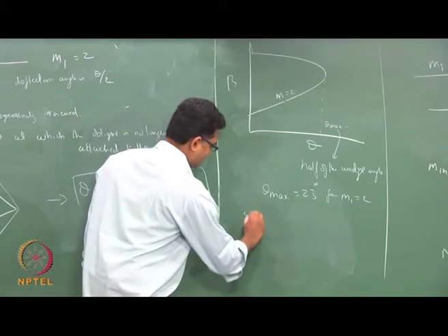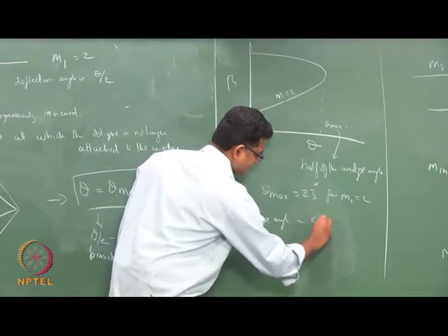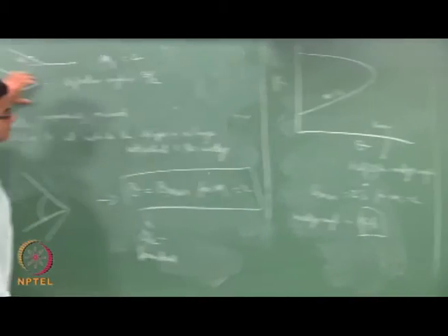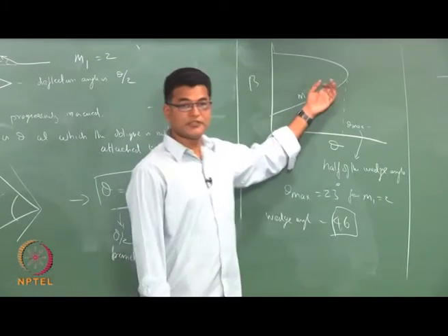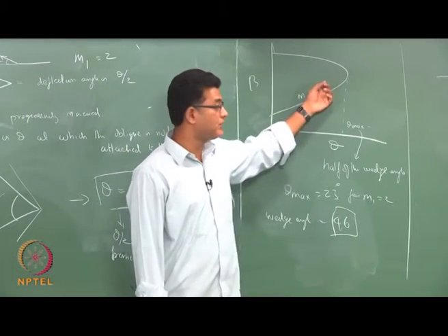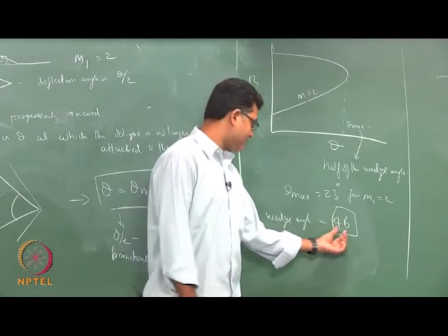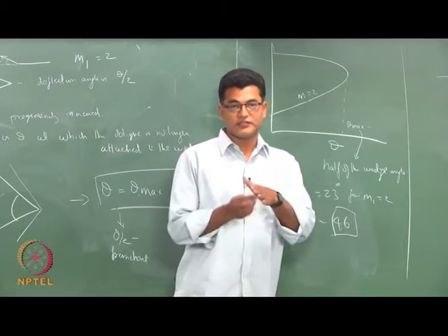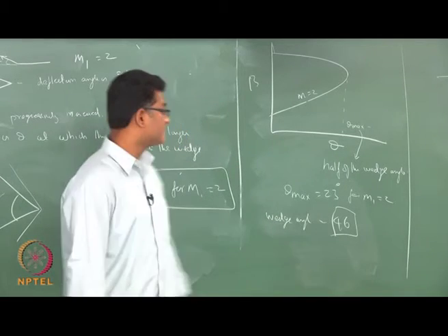Okay. So, your wedge angle is twice this, that is 46. So, when the wedge angle becomes 46, the shock is no longer attached to it because you do not have a solution to whatever we have derived, which is the oblique shock solution. At theta greater than 46 degrees, the shock would be slightly detached from the body. Okay.